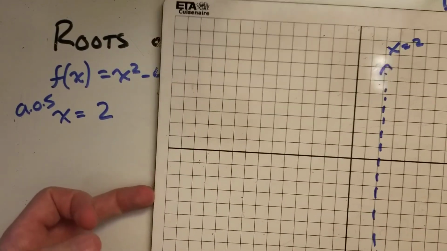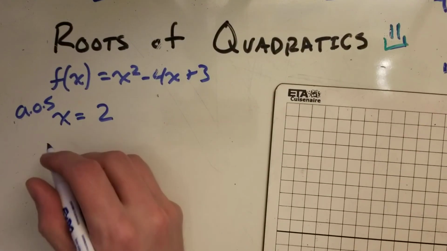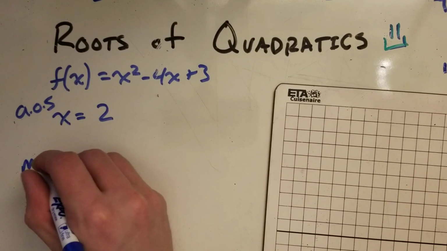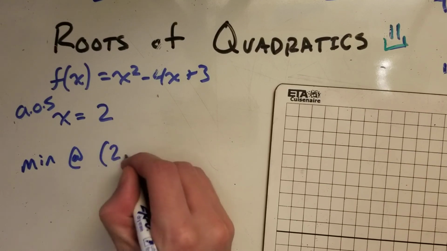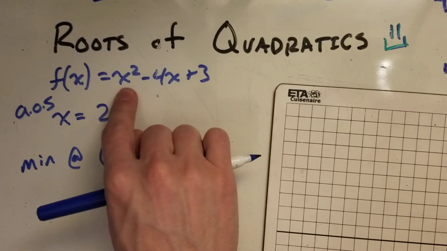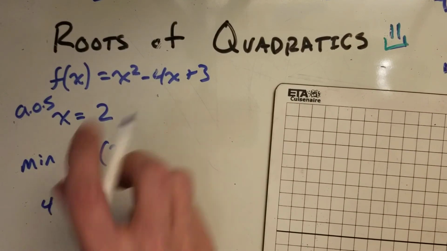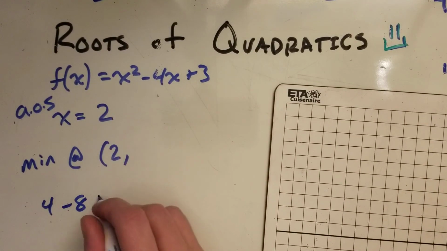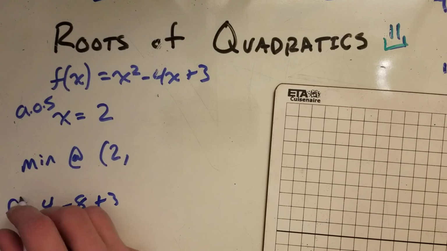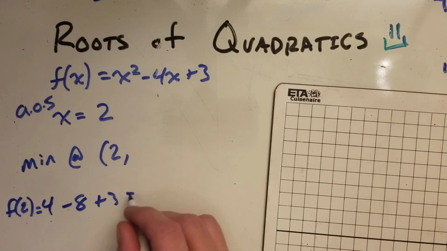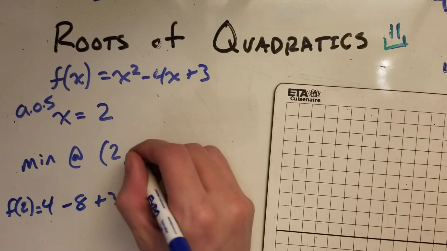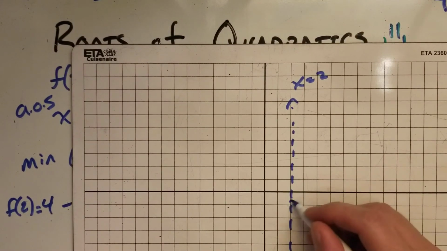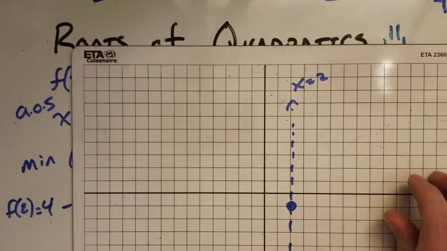And then we need to find the vertex. Notice we open upwards, so we're going to have a minimum at x equals 2. We need to find y. 2 squared is 4, minus 2 times 4 is 8, so minus 8 plus 3. So f of 2 will give us, well, we should have negative 1. So there's our minimum at (2, negative 1), right here.